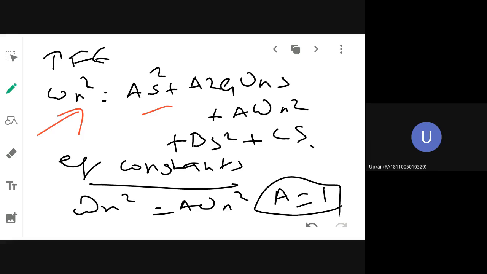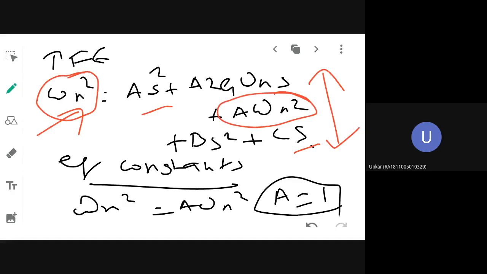Now in this equation, if I am going to equate the constants, what are the constants on both sides? Here I am having omega n squared. Here I am having A omega n squared. Both are constants, so I will be equating these two, thereby getting what value for A? A is obtained as 1.